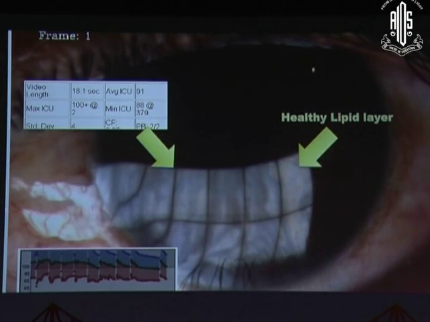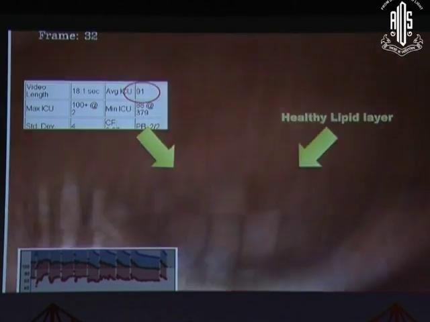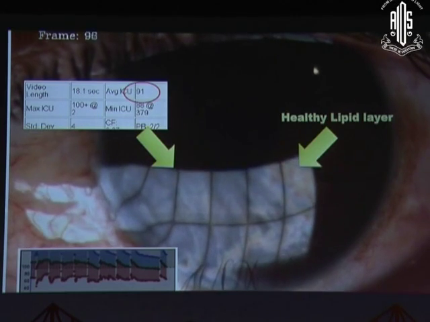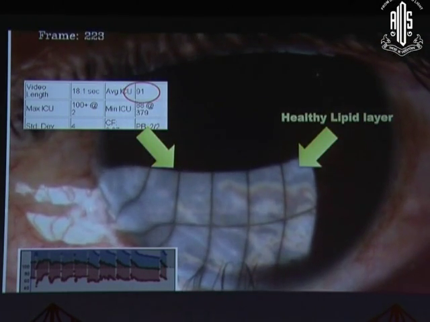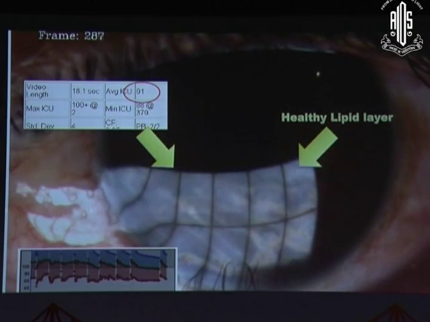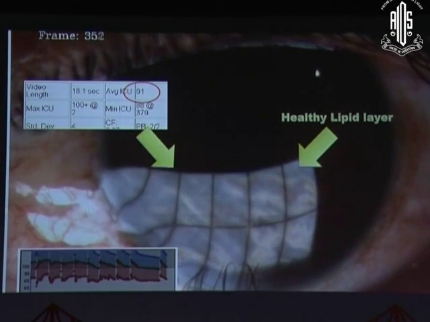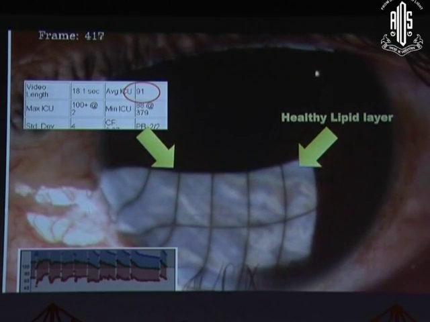This is just a visual example as to how you can understand what a healthy tear film looks like and what is abnormal. If you look at this, with every blink, you can actually see the tear film distributing itself over the cornea. This is what a normal tear film looks like, and you can see the ICU unit is 91, which means it is a good tear film.